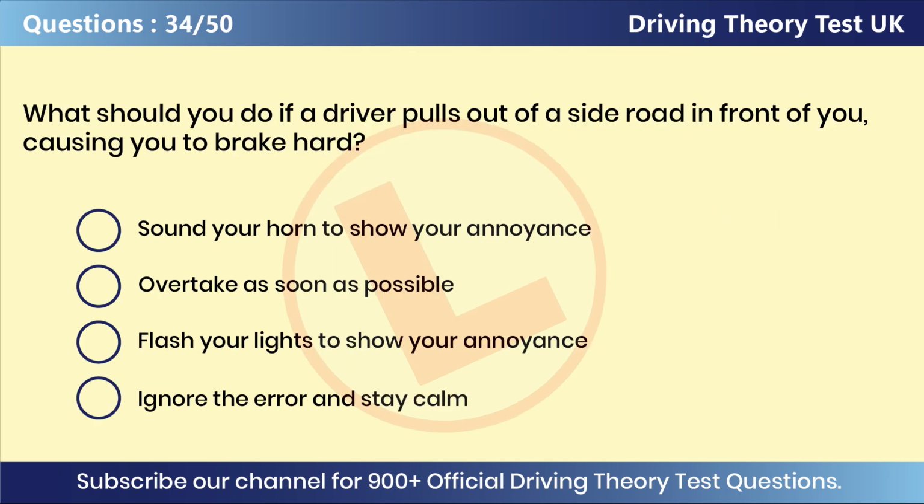Question 34. What should you do if a driver pulls out of a side road in front of you, causing you to brake hard? A. Sound your horn to show your annoyance. B. Overtake as soon as possible. C. Flash your lights to show your annoyance. D. Ignore the error and stay calm.